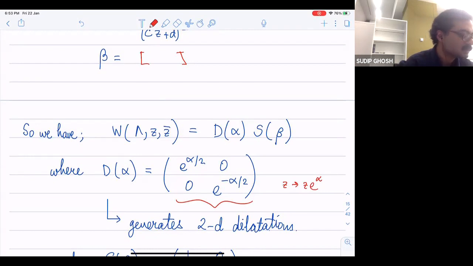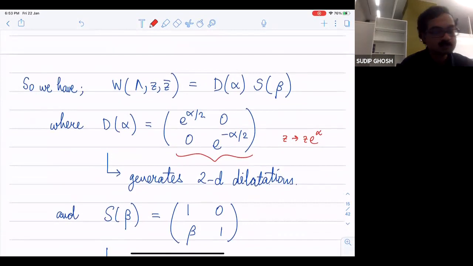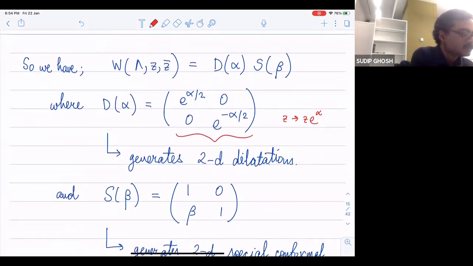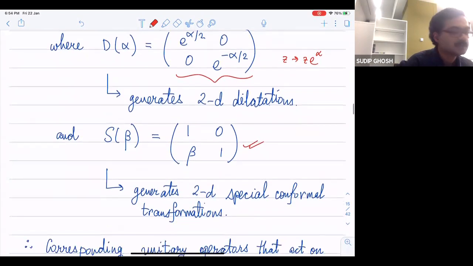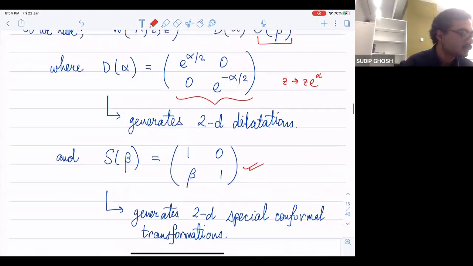Okay, so this is something very standard. D of alpha basically generates 2D dilatations, or scale transformations. And you can show that this other matrix, which we had in the decomposition of the little group element, which takes this form, generates 2D special conformal transformations. Because what you can check is that when you act with this matrix on the z, z bar coordinates, that gives you two-dimensional special conformal transformations.